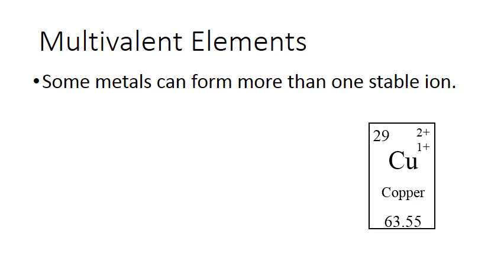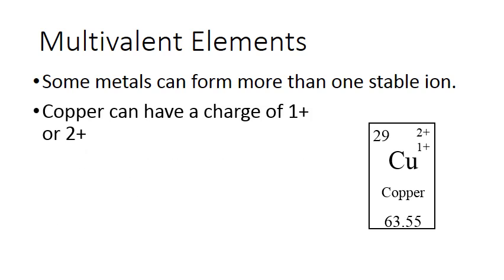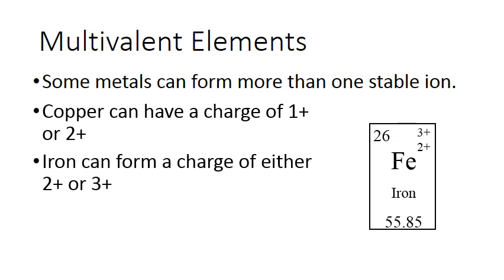So if we look at the box for copper, for example, you'll see in the top right you have the ion charges that it can form. It can form either 2+ or 1+. So copper can have a charge of 1+ or 2+, which means it can either lose 1 electron or 2 electrons and become stable. If we look at iron, iron can form an ion of 3+ or 2+, which means iron can become stable by either losing 3 electrons or losing 2 electrons. So those are multivalent elements.